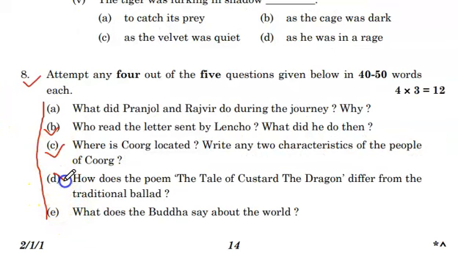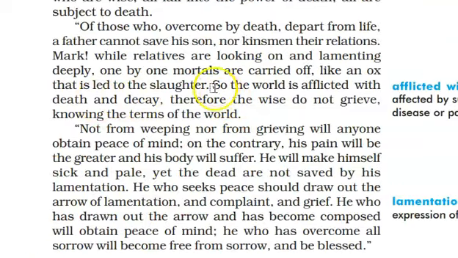Now I am leaving out question number D and taking you to question number E. What does the Buddha say about the world? This question has been taken from the chapter The Sermon at Benares. Let me take you to that part. Look at this part of this paragraph. The world is afflicted with death and decay. Therefore, the wise do not grieve, knowing the terms of the world.